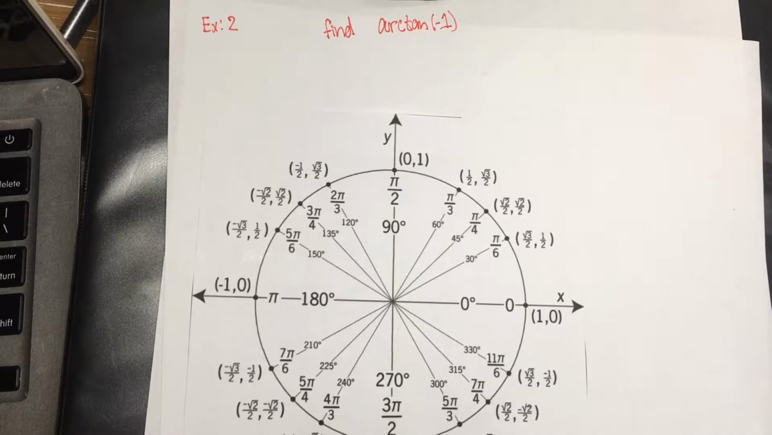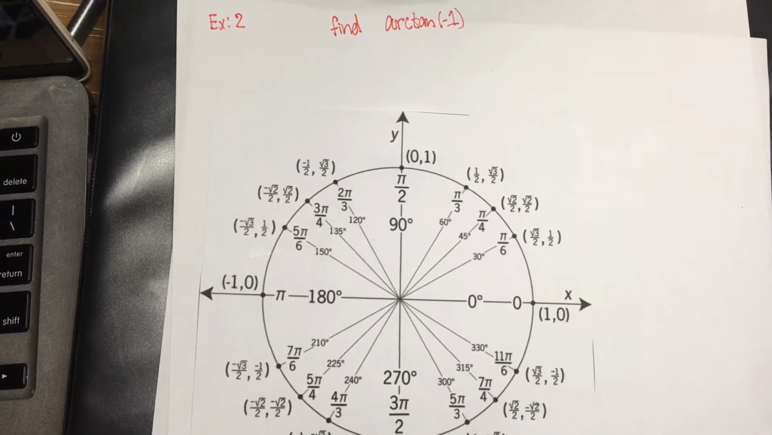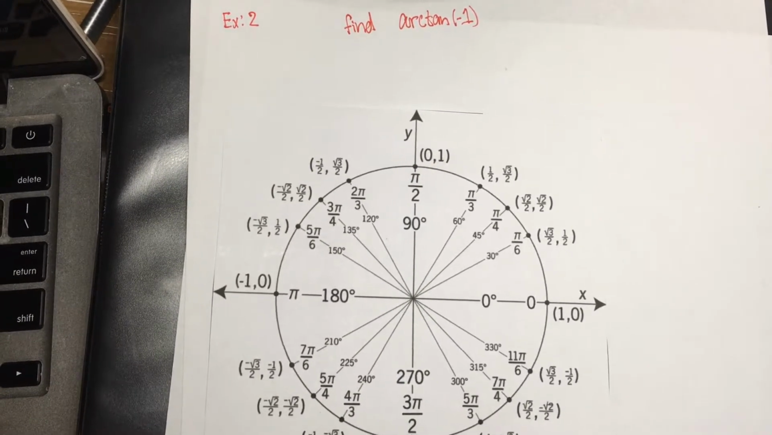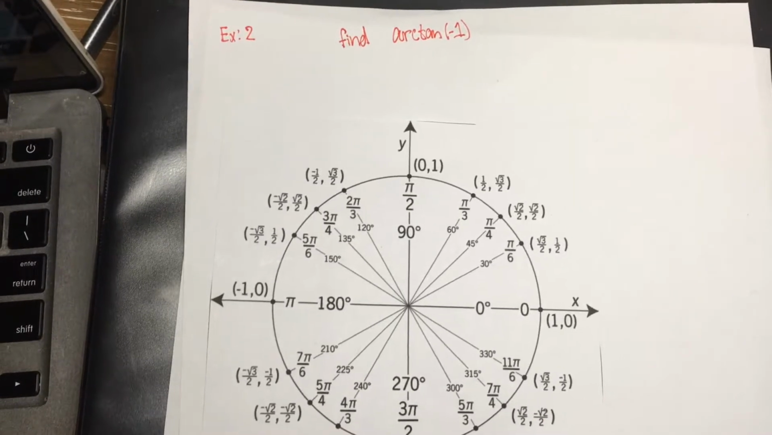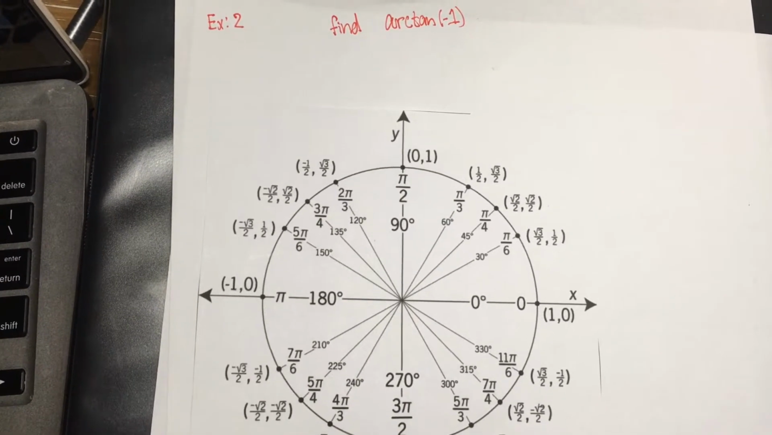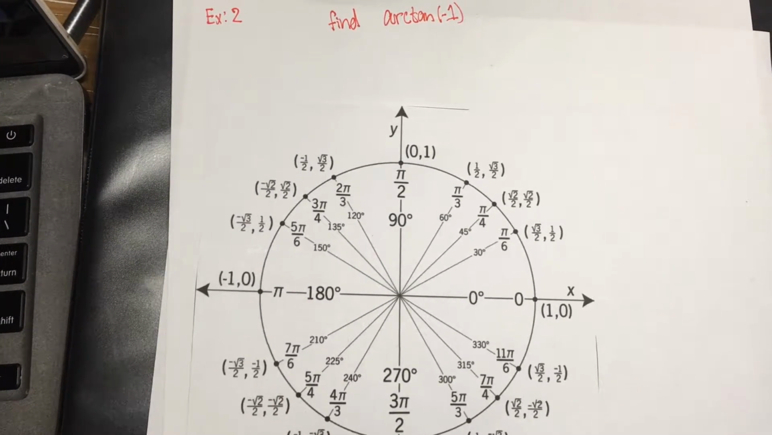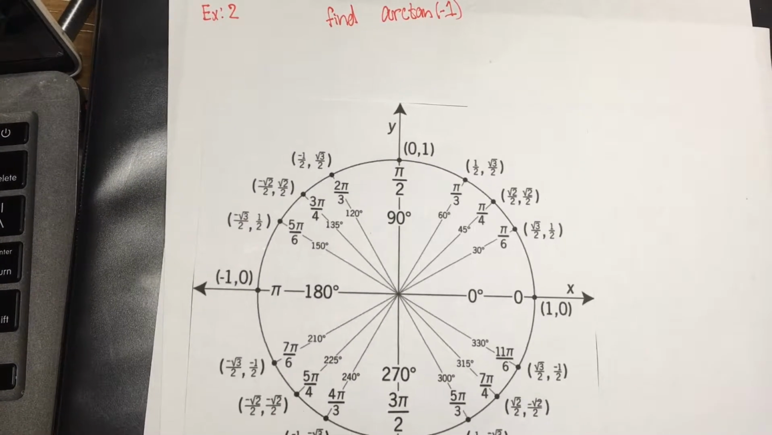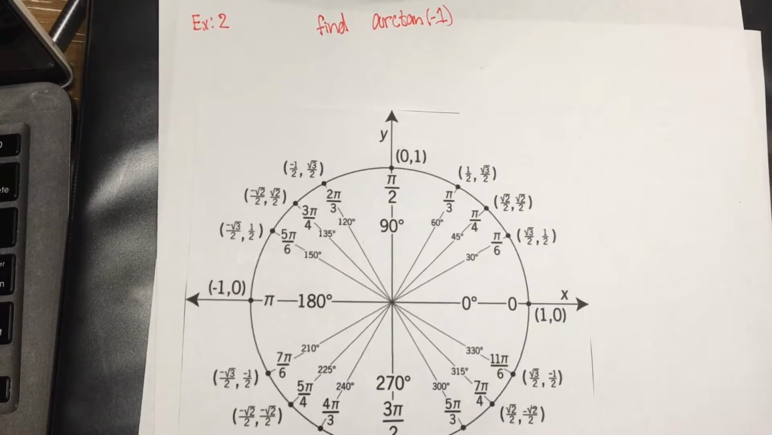Now let's take a look at this next example where we're trying to find the arctangent of -1, or the inverse of tangent of -1. So let's look at a unit circle first to try and figure this one out. We know that this one will be a bit more complicated since we'll have to find the tangent of these two coordinates by dividing y by x, or sine by cosine.